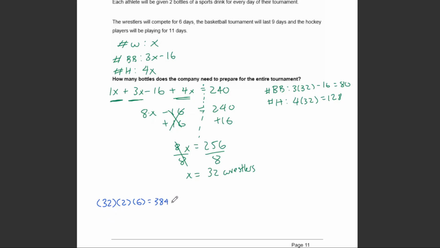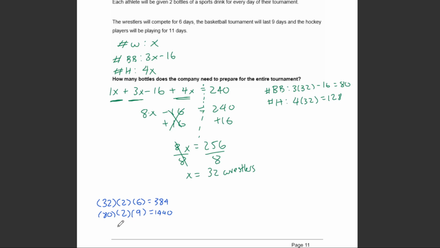I'm going to do the same thing for the basketball players. I've got 80 basketball players. I should multiply that by 2 so that there's 160 bottles every day. And how many days is the basketball tournament lasting for? 9 days. So 80 times 2 times 9 is 1440.